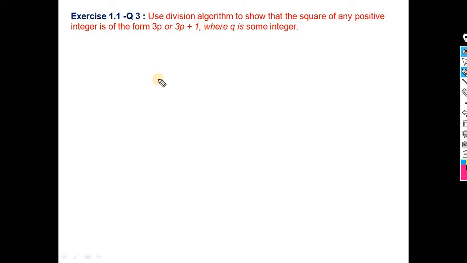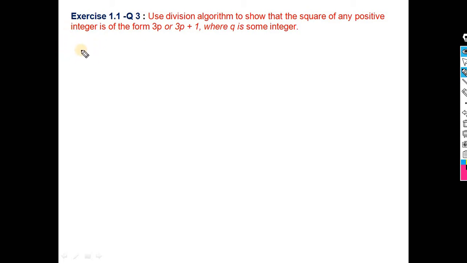Exercise 1.1, question number 3. Use the division algorithm to show that the square of any positive integer is of the form 3p or 3p plus 1, where p is some integer. Here I am going to prove that the square of any positive integer is of the form 3p or 3p plus 1.